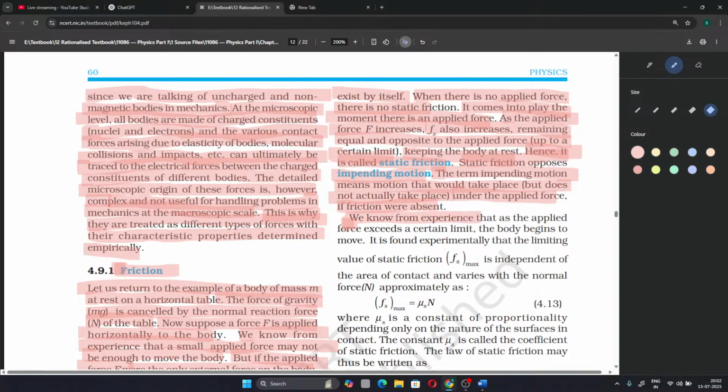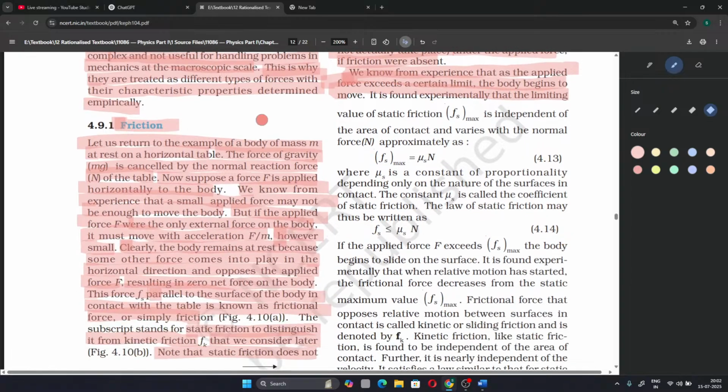We know from experience that as the applied force exceeds a certain limit, the body begins to move. It is found experimentally that the limiting value of static friction, Fs maximum, is independent of the area of contact and varies with normal force N. Basically, this maximum value of static friction that the contact between surfaces may provide is independent of the area of contact.